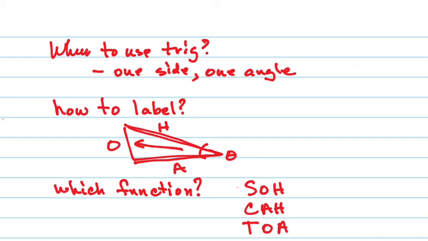How do I know to use the trig? Because I know one side and one angle. How do I label it? Opposite, adjacent, hypotenuse. And that will tell me which trig function as long as I remember Sohcahtoa. Now again, if you've learned the triangles and you want to use the triangles, I'm happy with that.